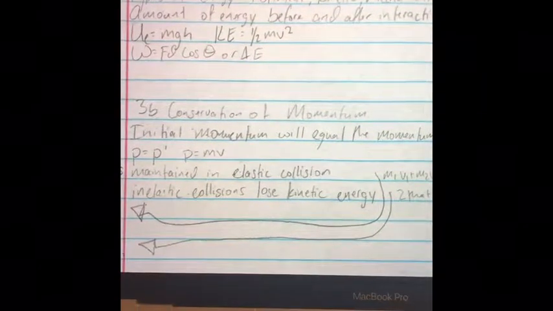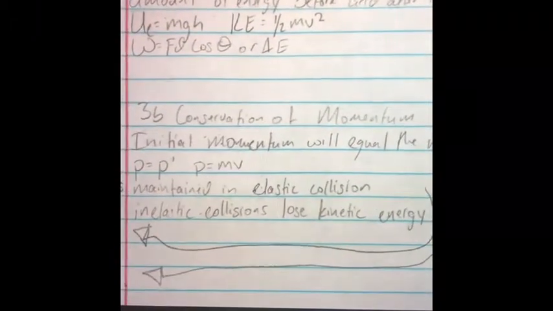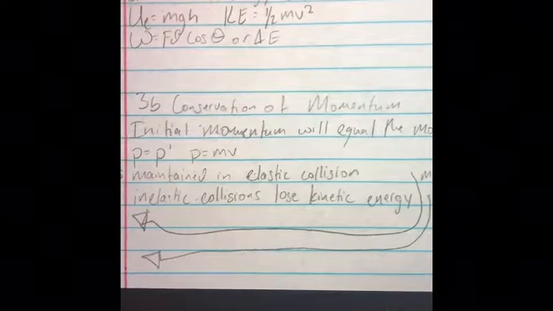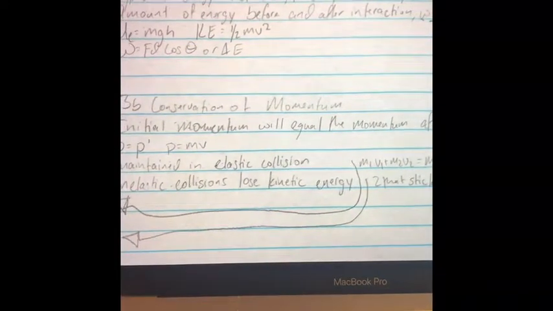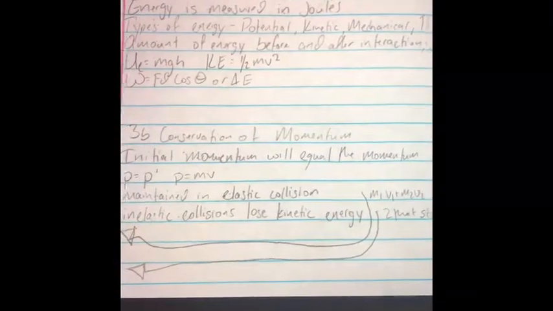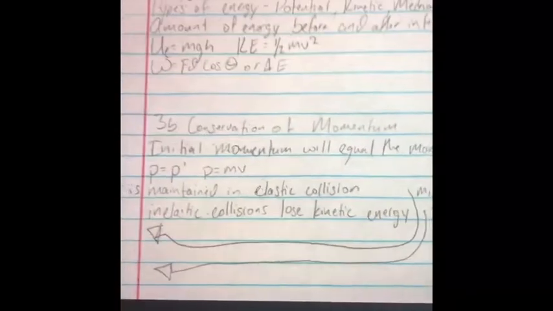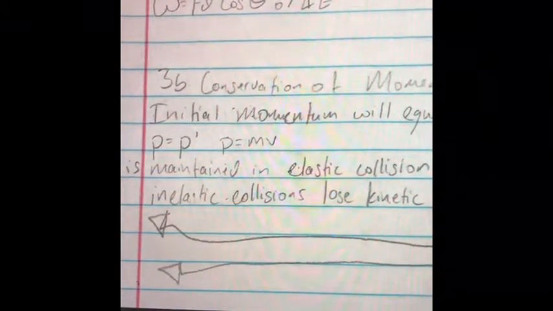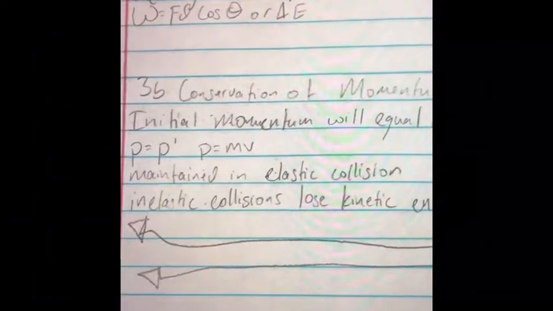Okay, we are going to start off talking about the conservation of energy. Energy is measured in joules, and for this unit, we're going to talk about potential and kinetic energy. The amount of energy before and after an interaction will stay the same because we are talking about the conservation of energy. Potential energy equals the mass times gravity times height, and kinetic energy equals 1/2 mass times velocity squared.